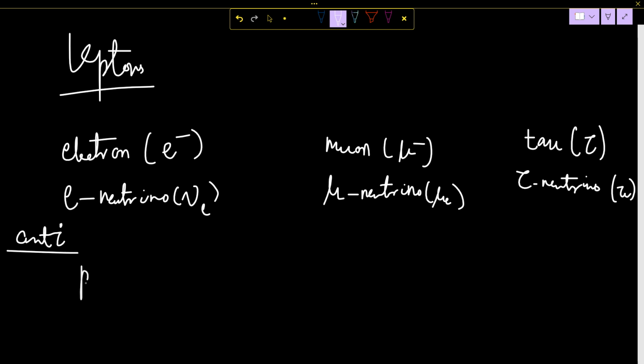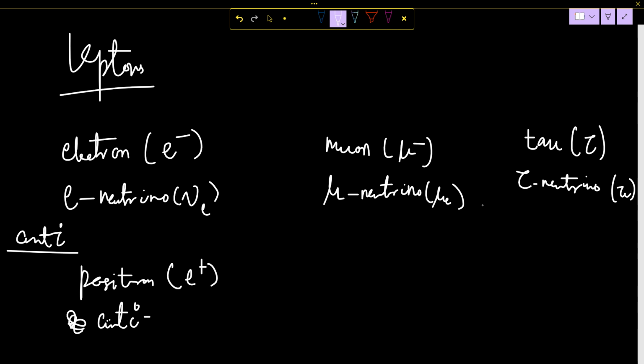The electron has an antiparticle with positive charge. Sorry, positron. The positron has charge e plus, right? The electron neutrino's antiparticle will be the electron antineutrino, or we just say antineutrino. Just put an anti in front of the particle name for these neutrinos.